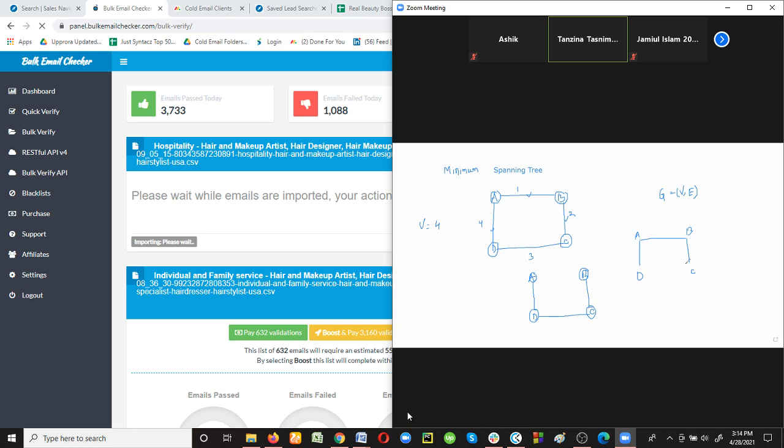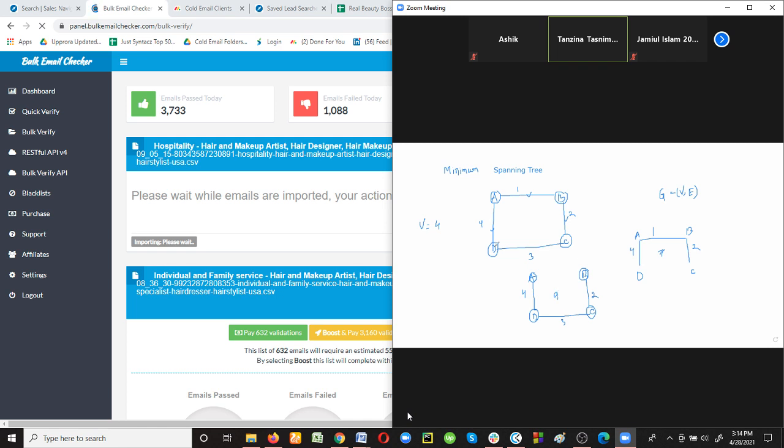look at this. How many edges have we taken? 3 edges, and their values are 4, 1, 2. Now, if we calculate the total weight of this spanning tree, what will be the value? 4 plus 1 is 5. 5 plus 2 equals 7. What about this spanning tree? The edge values are 4, 3, and 2. So 4 plus 3 equals 7, 7 plus 2 equals 9.